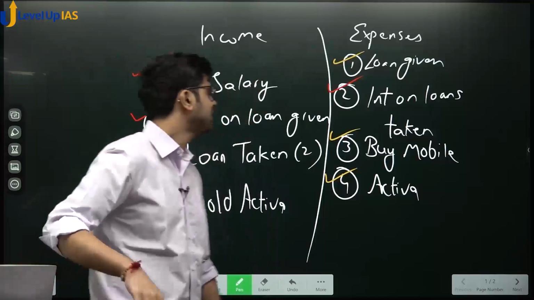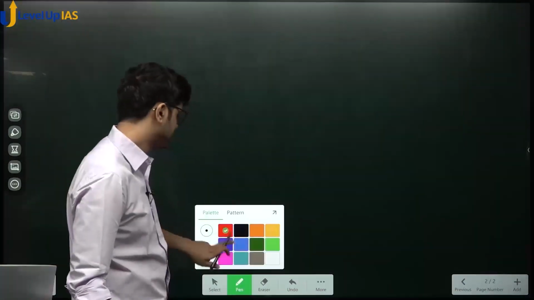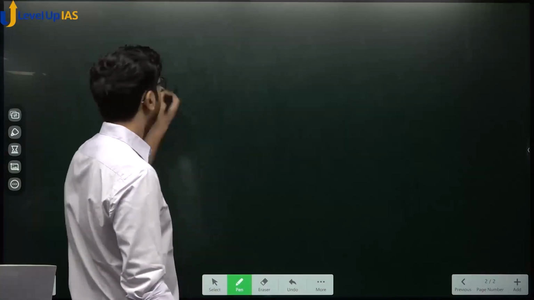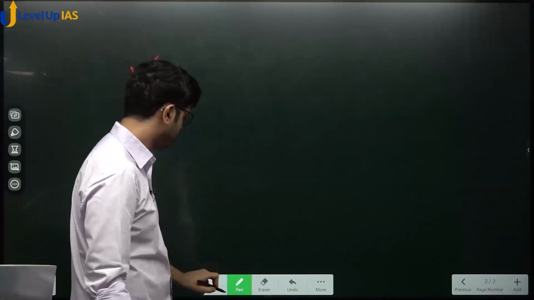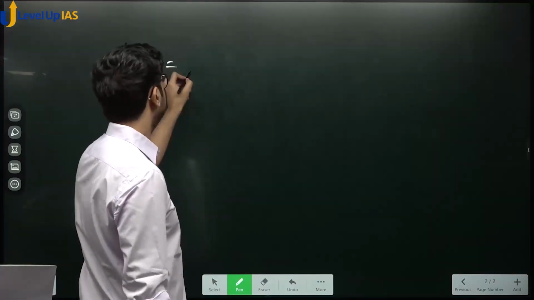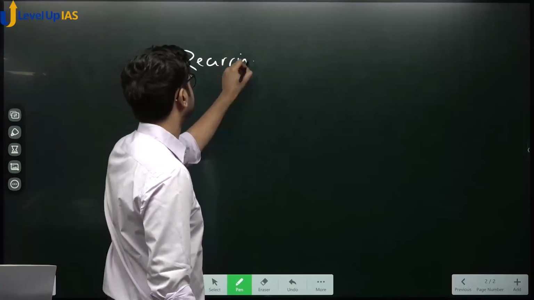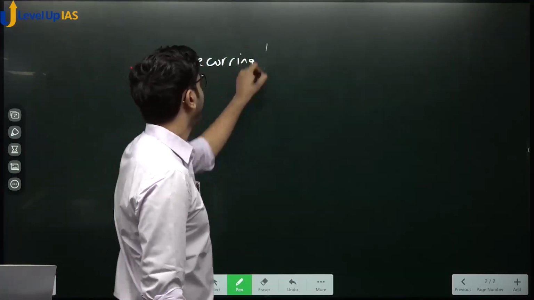So whatever is red, I can write that whatever we saw, it has certain characteristics. Yes or no? It has certain characteristics. What are they? Are they recurring? Yes. Recurring or frequent?